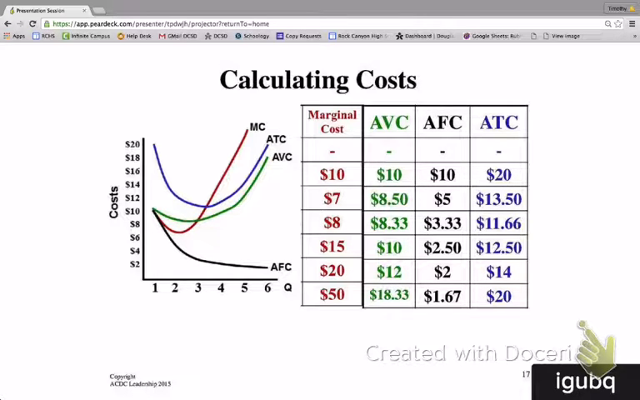Average variable cost is declining in the beginning because of those increasing marginal returns, but then increasing because of diminishing marginal returns. And average total cost, we said, is like a U-shape, declining in the beginning as the spreading effect of average fixed cost is greater in the beginning, but then increasing after that as the average variable costs are greater when they're increasing than the diminishing effect of average fixed cost.